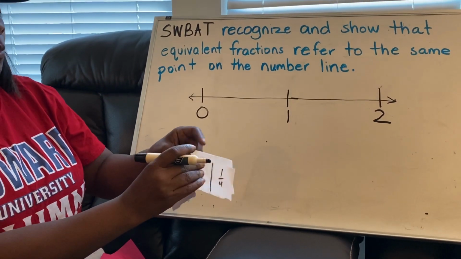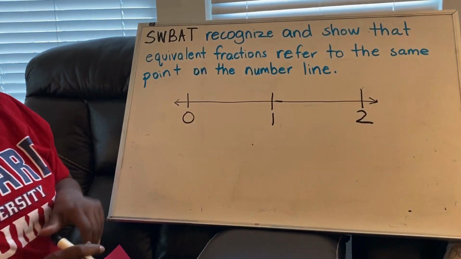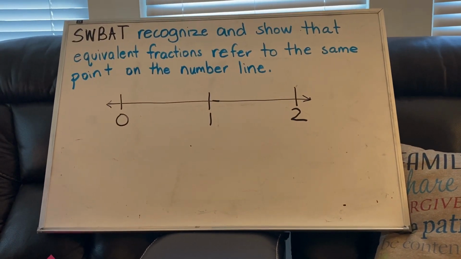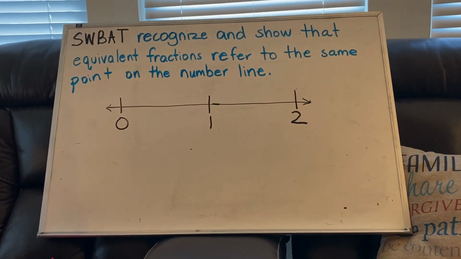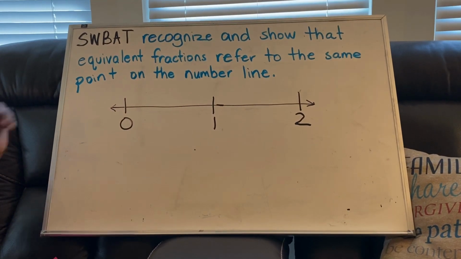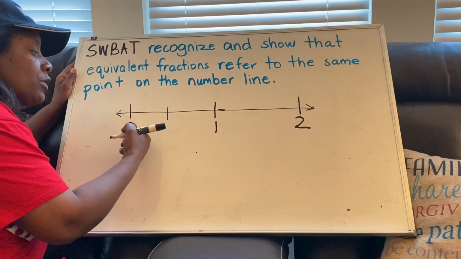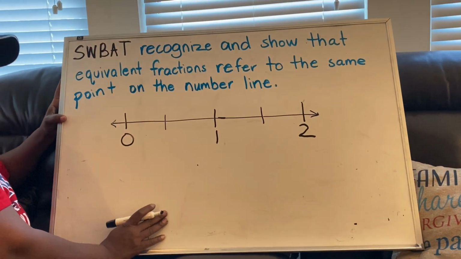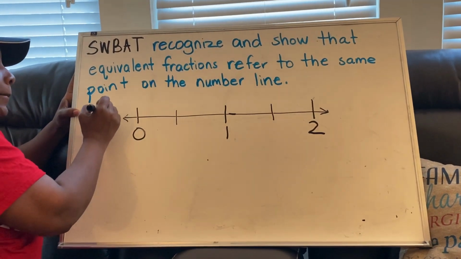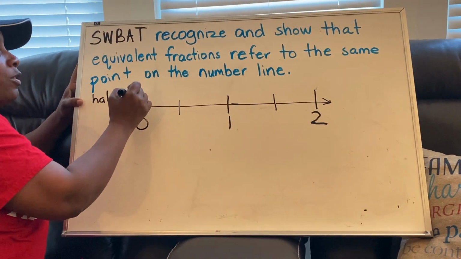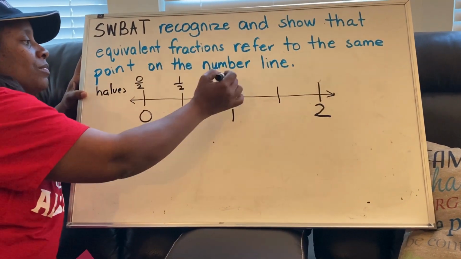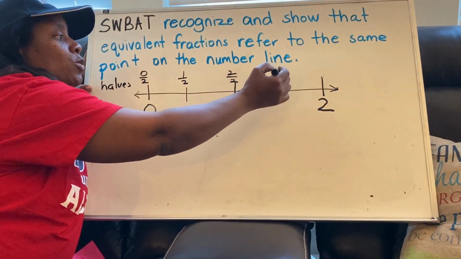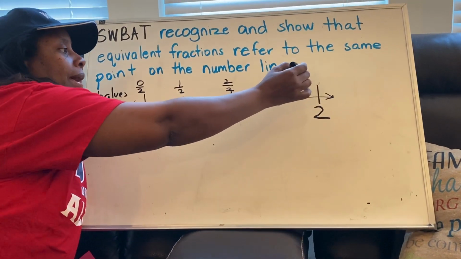So now we're going to take the lesson that we've done on fraction strips and put it to a number line. So when we use a number line, I'm going to start with halves. So of course from 0 to 1, halves. From 1 to 2, halves. So when I count by halves, this would be 0 halves, 1/2, 2 halves, which is equal to 1 whole, 3 halves, and 4 halves.